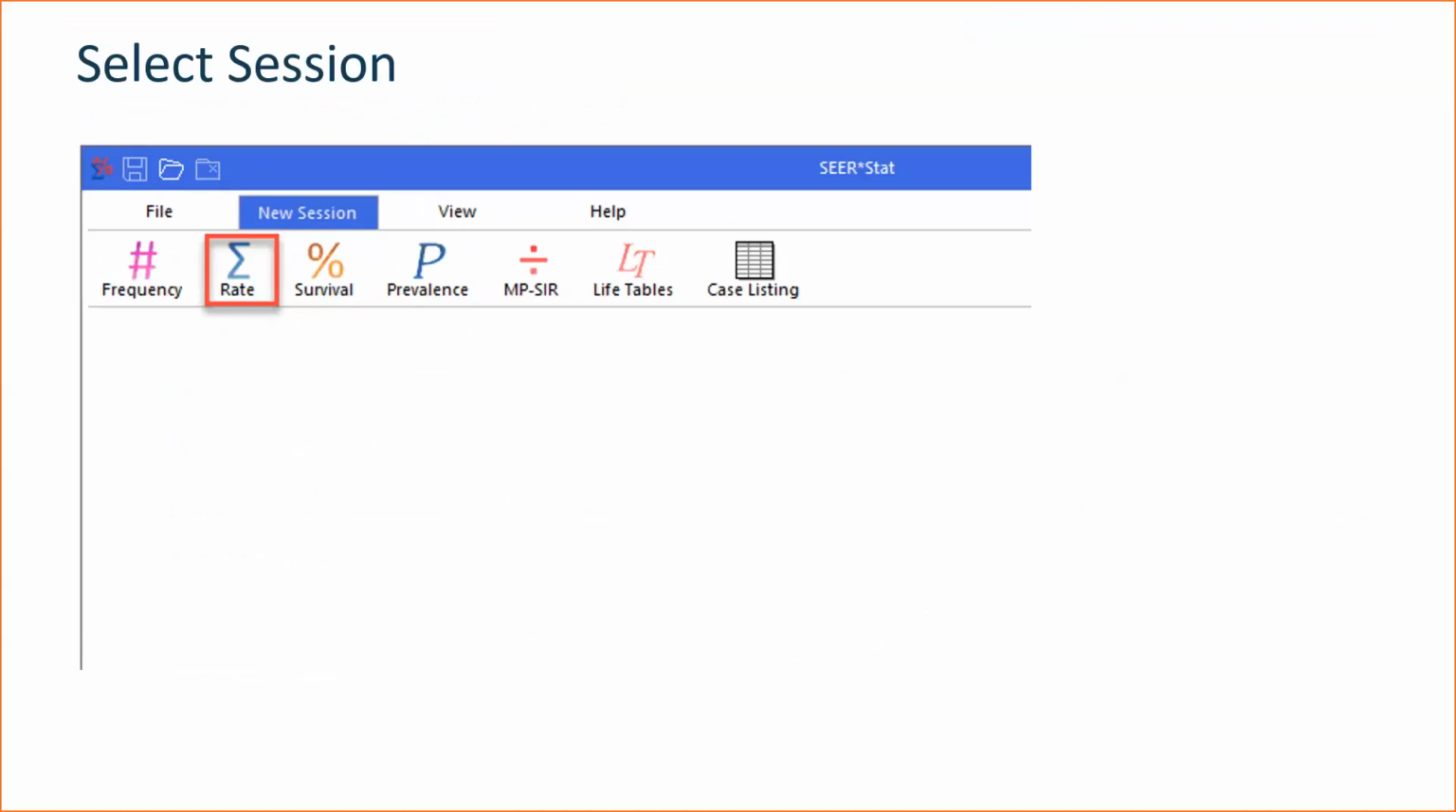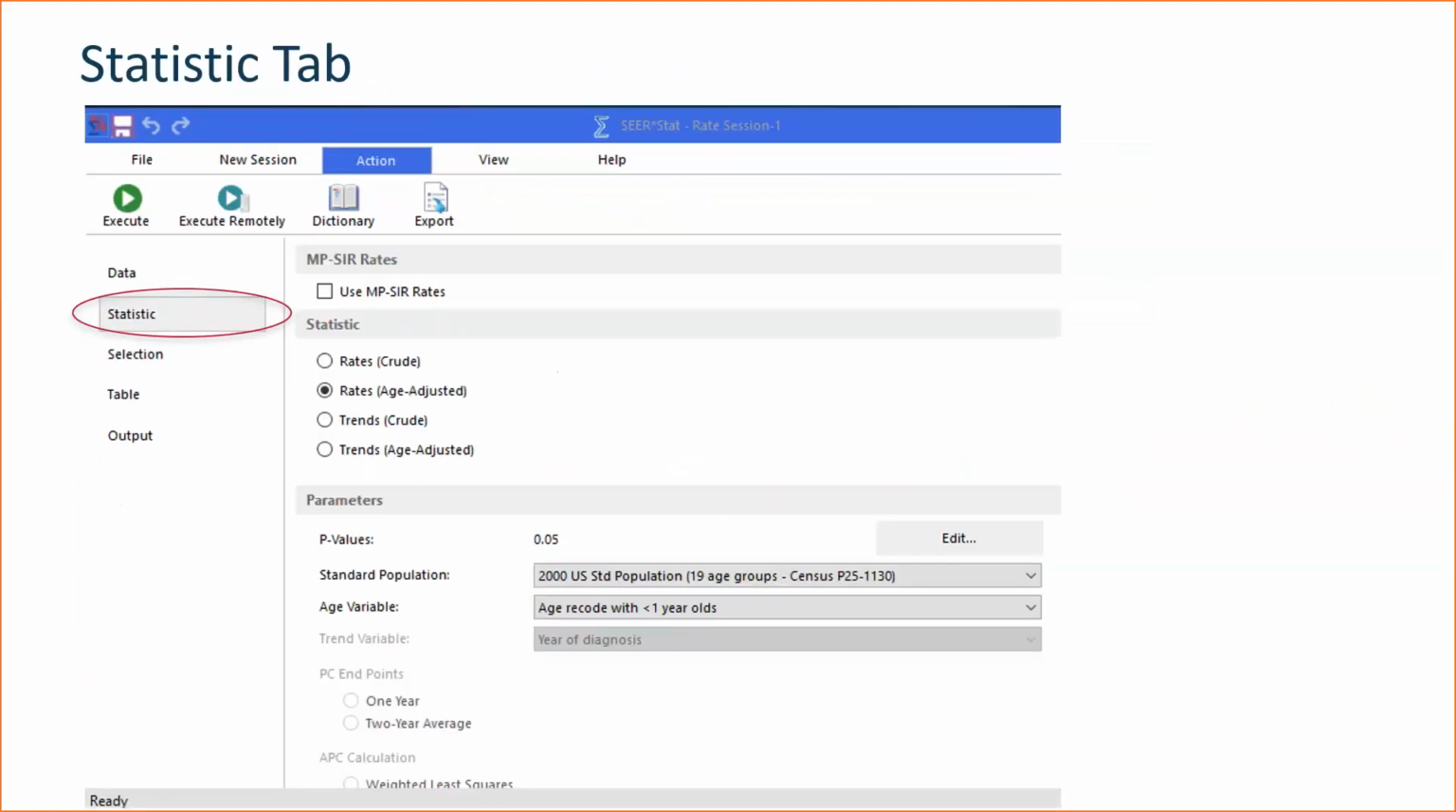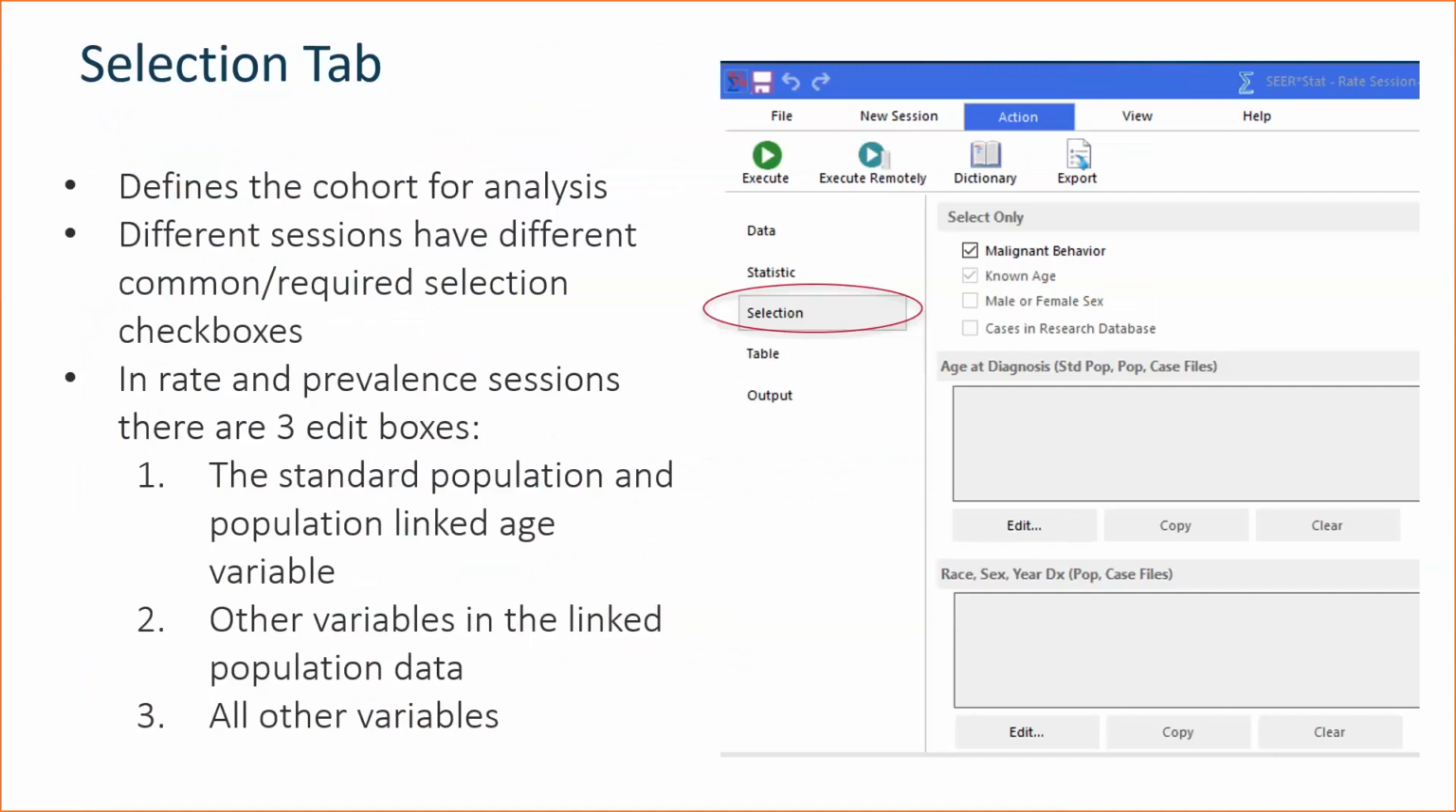So just to kind of drive that home, and we're going to see it in a minute, we select a session. Here's a rate session. And then we have our tabs down here going down the side. We select our database that we're going to be working with. In this case, I selected SEER 13 database. We specify the statistics of interest. In this case, it's age-adjusted rates, age standardized to the 2000 US population. We make a selection if we want. We subset the data to select the cohort. So we define the cohort for the analysis.